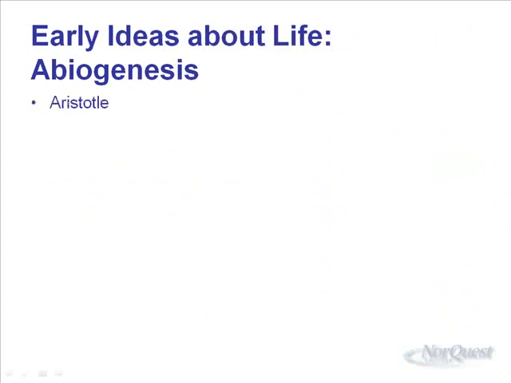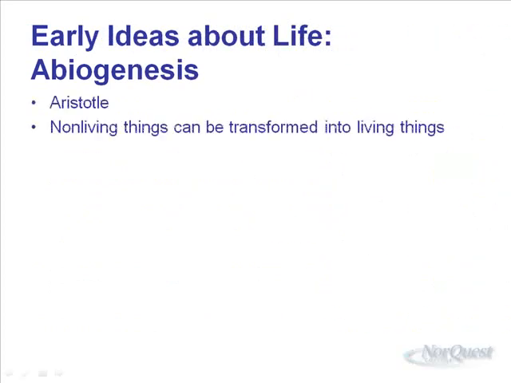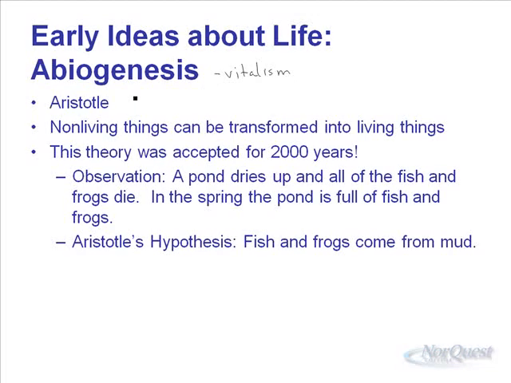So this goes back again. Here we see Aristotle's name popping up. He had the idea that non-living things can be transformed into living things. Later versions of this were called vitalism. But it started with abiogenesis as Aristotle's idea, and this theory was accepted for, again, over 2,000 years. It wasn't until people started questioning Aristotle's wisdom that some of his wisdom began to fall.